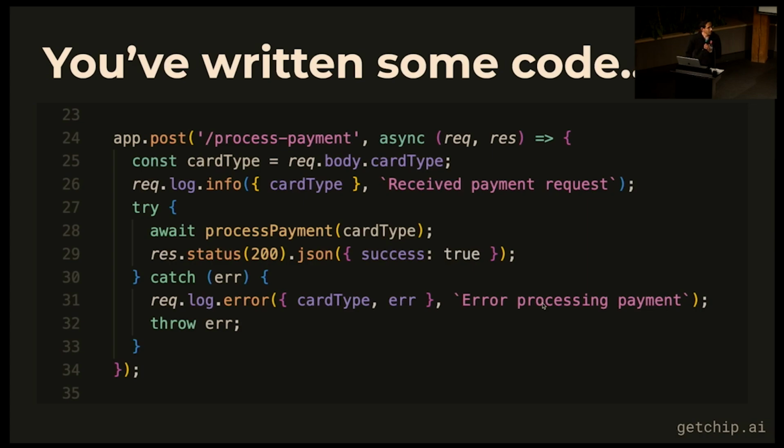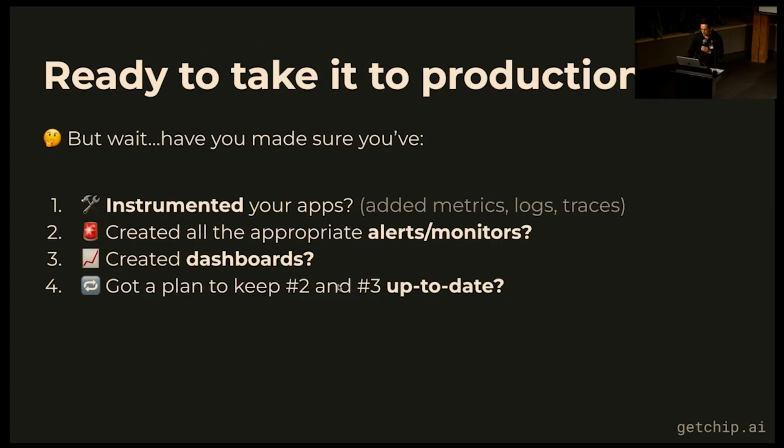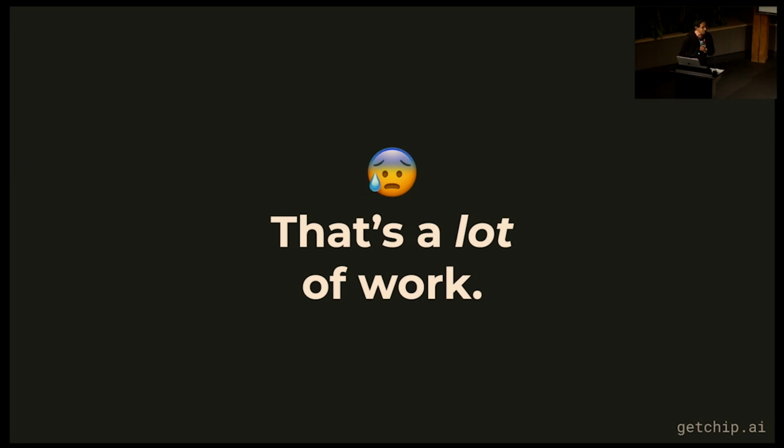Processing payment. And you have a card type that's one of the tags on that log line. But now you're ready to take this app to production. Have you made sure that you've done all of these things before going to production, which is instrumenting your apps, creating all of the appropriate alerts, monitors, creating all the dashboards, and then most importantly, have you got a plan to keep 2 and 3 up to date as things keep changing? That seems like a lot of work, right?